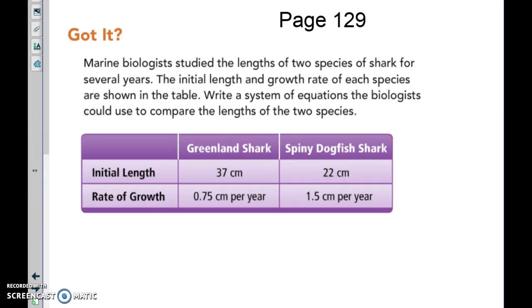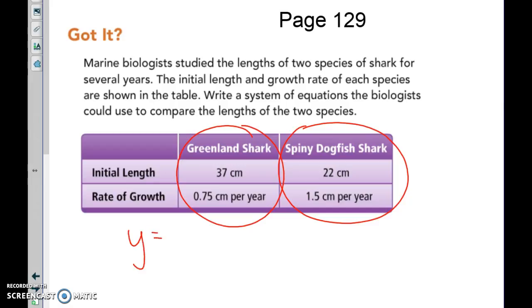All right, flip back. We have these things called Greenland sharks and spiny dogfish sharks. And I like to circle these like this. And we're going to write our system of equations. The cool thing about this is in y equals mx plus b, which we love, and it only wants our equations. We don't have to graph these.